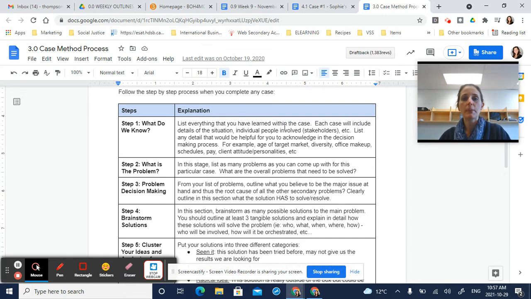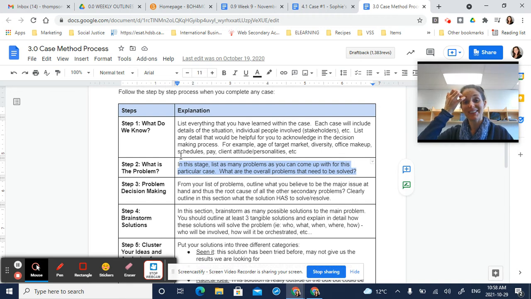You don't have to write this in full paragraphs. You can list it, put it in a table, a chart, however you decide you want to organize it. It's up to you. Okay. And then you have to decide, well, what is the problem? In this stage, I want you to try to list as many problems as you can come up with. So again, you're going to be drilling it down. Brainstorm all of the problems you think exist, so that you can then move on to step 3.